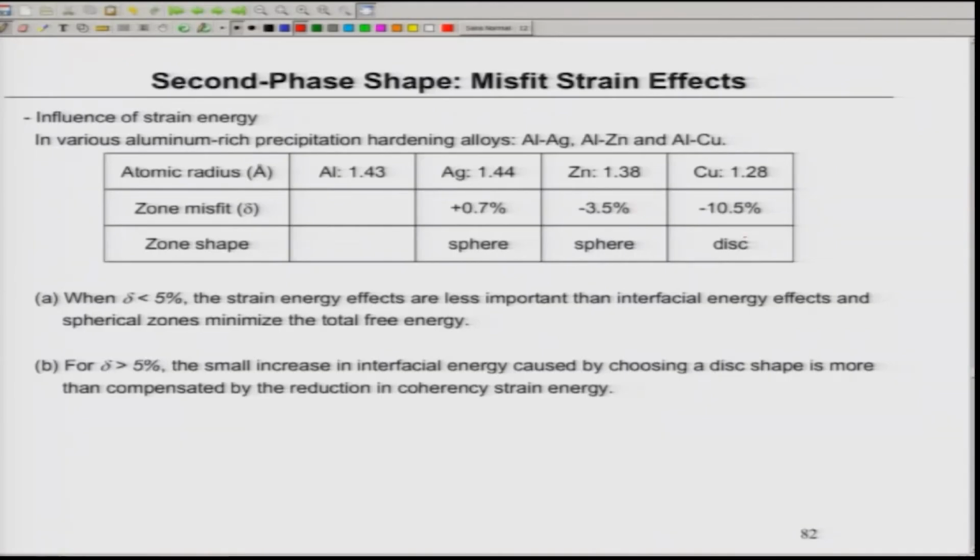3.5% is not very large, but the moment it becomes copper it is very large, it will be a disk. So, whenever the delta is less than 5%, strain energy effects are less important than the interfacial energy, and therefore spherical zones form. But when it is more than 5%, then interfacial energies have to be added with the strain energy effects and calculate these effects. Okay, let me stop here, and so therefore, you see that these interfaces do play a very important role. In the next class, I will show you simple thermodynamic analysis, how we can actually use these concepts to explain different phenomena in the phase transformations.